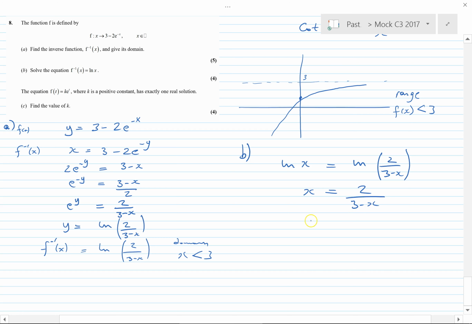Okay, so that just comes to a quadratic. 3x minus x squared equals 2. x squared minus 3x plus 2 equals 0. So solving that, or factorising.